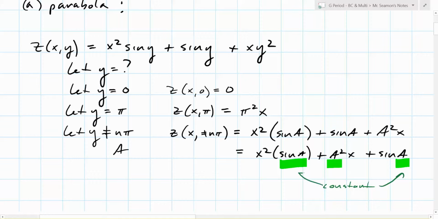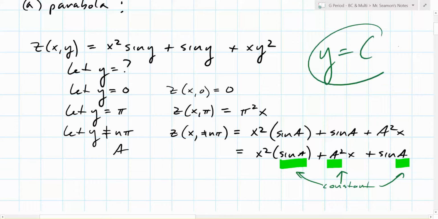Constants. So if we were to let y equal a constant, is that a plane? It is a plane. Okay, so if we pick any constant other than n pi, we'll have a plane at some value that isn't n pi. You with me so far?